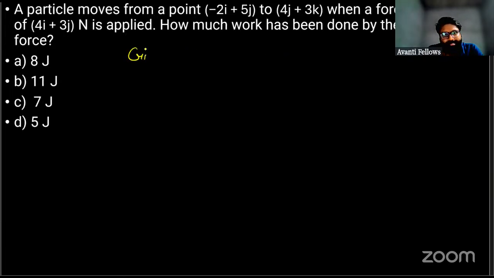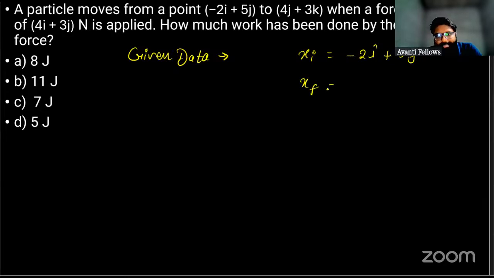So what is given in the question? Given data, firstly you write and try to solve it. Just guess the answer. What is the option? A, B, C or D? Okay. Given data is that initial point x initial is minus 2 I cap plus 5j cap. Final point is 4j cap plus 3k cap.